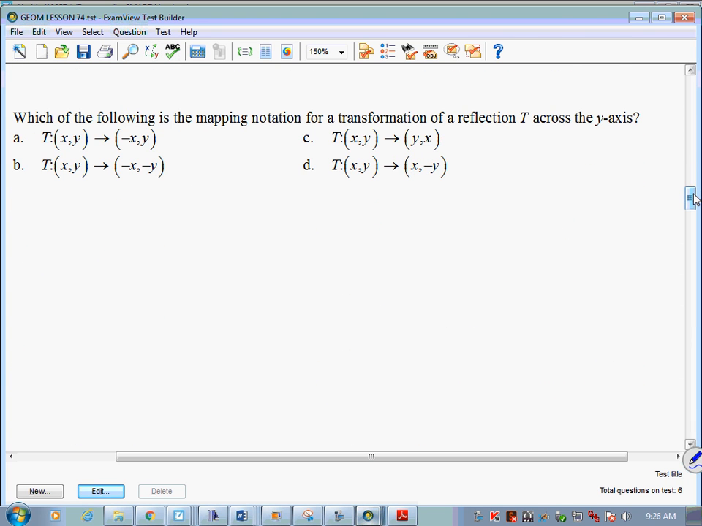All right. Let's see. Next question, number 4. Which of the following is a mapping notation for a transformation of a reflection across the y-axis? Well, I've already given this to you. So if we're flipping across the y-axis, what happens to the x value? Nick? Becomes the opposite. What happens to the y value? Stays the same. So is there an answer up here that matches what you've told me? A. Good. All right. So pretty easy stuff so far.